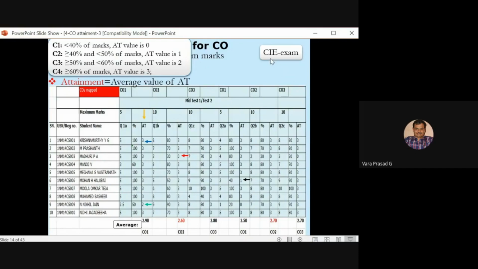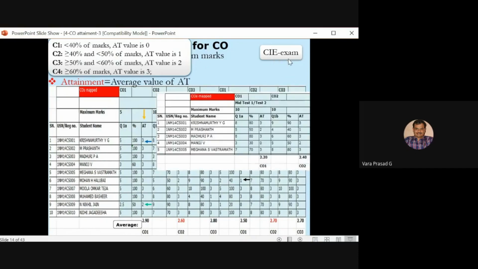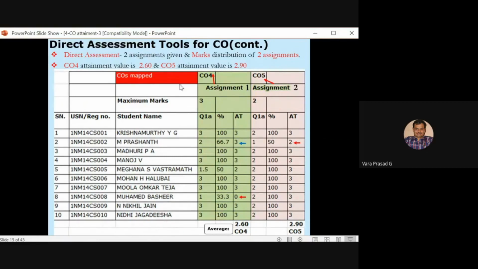Now the CIE exam is over. Now I'm taking the assignments. I already told that in previous slides. I'm giving 2 assignments: assignment 1, assignment 2. Now, with respect to here, assignment 1, I have mapped to CO4. Assignment 2, I have mapped to CO5 here.